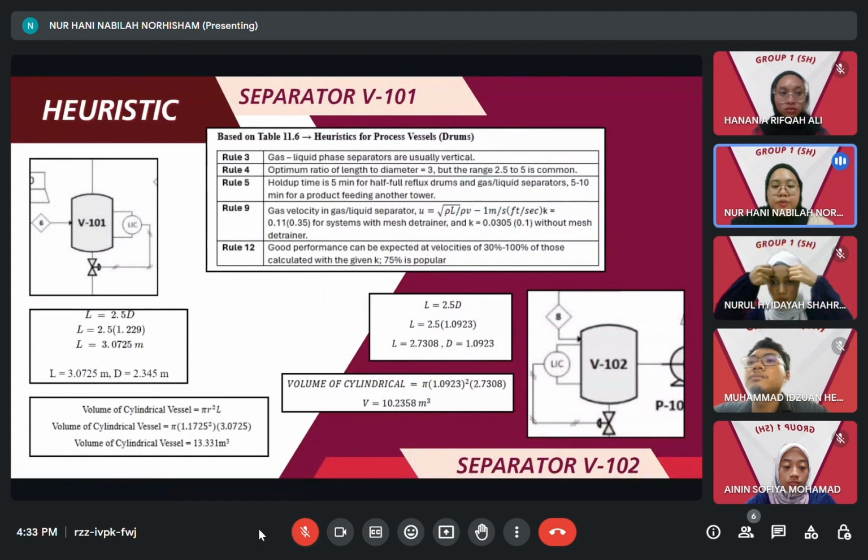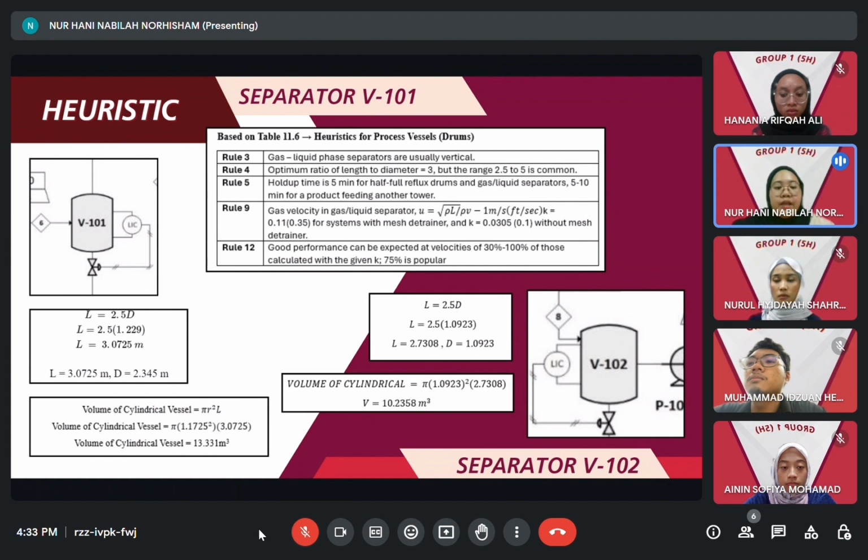Now, moving on to the next equipment, which is the separator vessel. There are 5 rules applied for this equipment, which are Rule 3, Rule 4, Rule 5, Rule 9, and lastly Rule 12. Firstly, Rule 3 was applied for this equipment because gas-liquid phase separators are often designed in a vertical position. And then moving on to Rule 9.